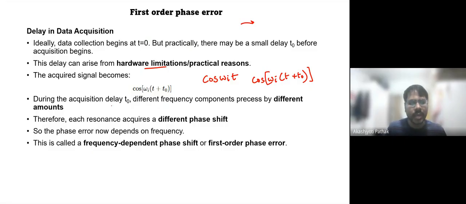During this acquisition delay t0, different frequency components precess by different amounts. Therefore, each resonance acquires a different phase shift, because there was a delay in acquiring the signal. All the different nuclei that are present precess at different frequencies, so all the nuclei will have different phase shifts. This is called a frequency dependent phase shift, or first order phase error.